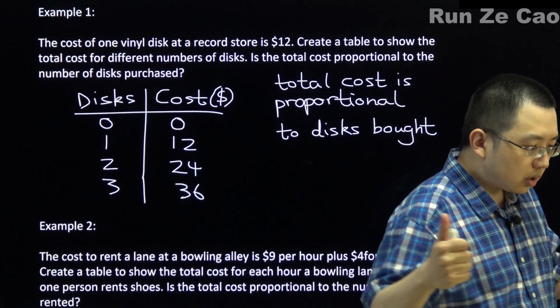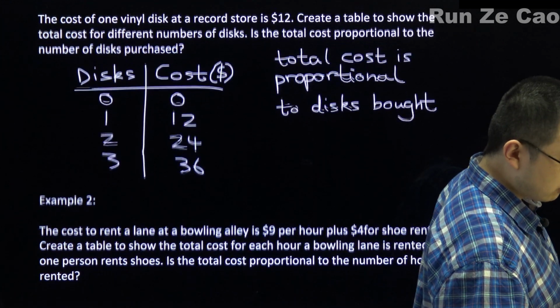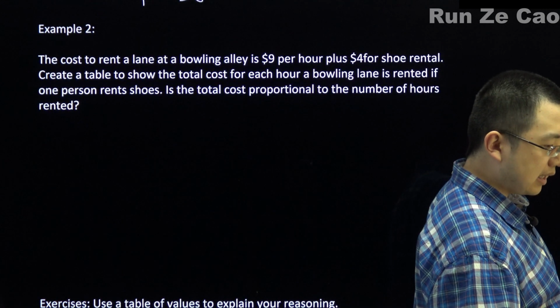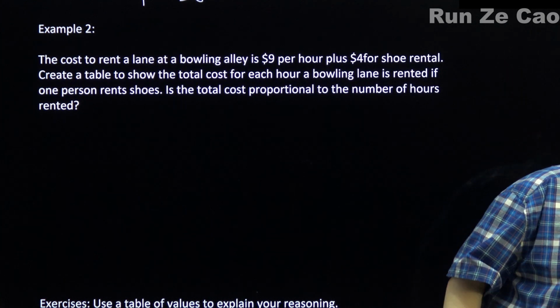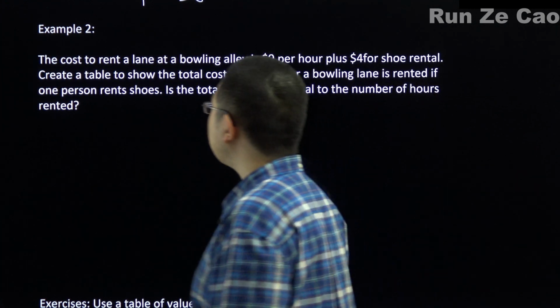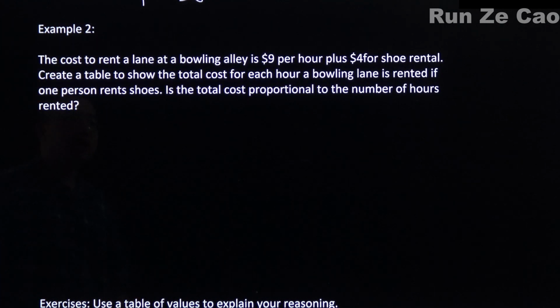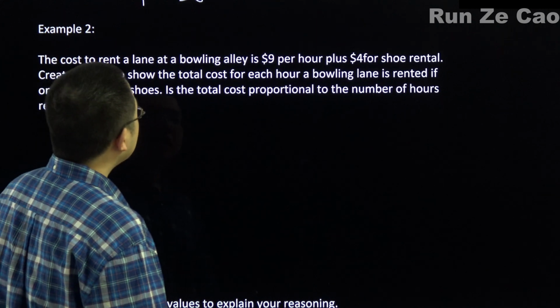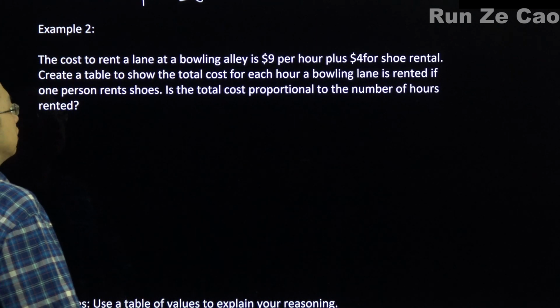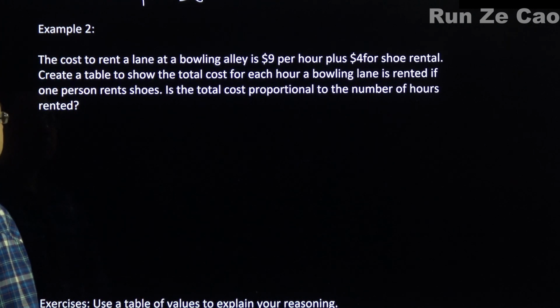Hurrah! So, example 2. The cost to rent a lane at a bowling alley is $9 per hour plus $4 for shoe rental. Create a table to show the total cost for each hour a bowling lane is rented if one person rents shoes. Is the total cost proportional to the number of hours rented?